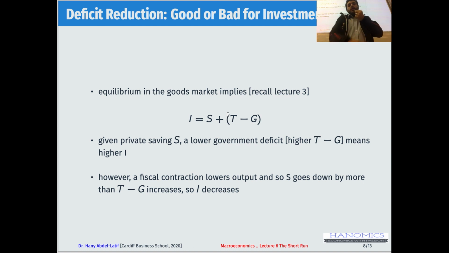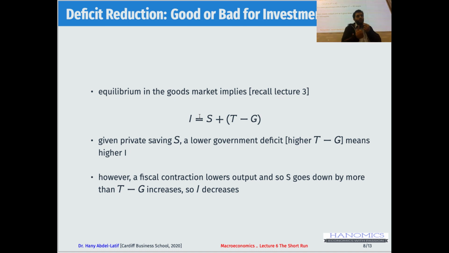So the difference between revenue and spending. So the idea here, at a given level of private saving, which is S here, a lower government deficit, so that means higher T minus G, means higher investment. Okay, however, if you reduce the deficit, that means higher investment. However, that means a fiscal contraction.